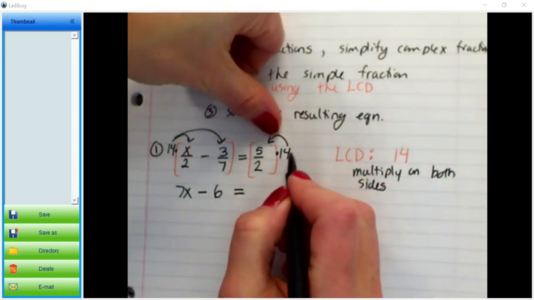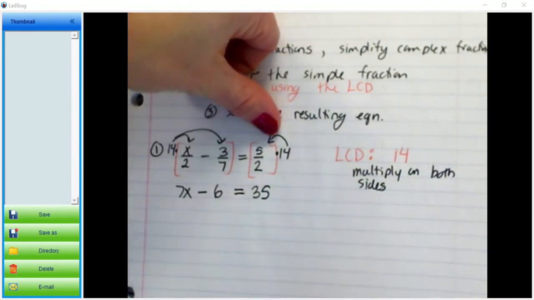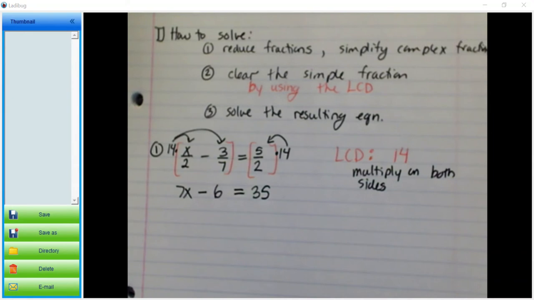equals 35. Now you're like, oh yeah, that's an algebra 1 equation. That's like pre-algebra. Just add 6, divide by 7.